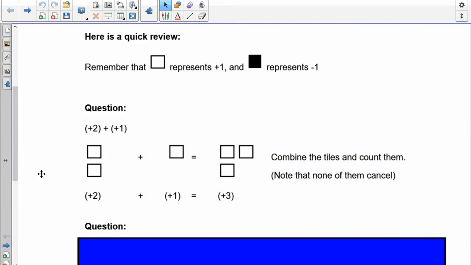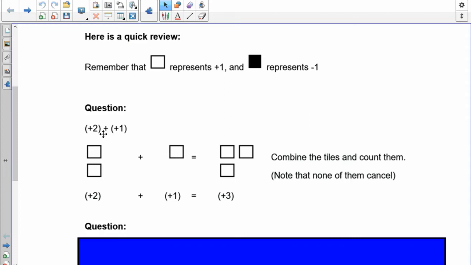I want you to model or solve this question, +2 plus +1, but I want you to use tiles to do it. The first thing you have to do is model +2. Since there's two +1s to make +2, we have to show two +1s. It's pretty simple: 1, 2, that's what you get, and the result is 2. Now, to add +1, that's a positive tile, so here we are at +1.